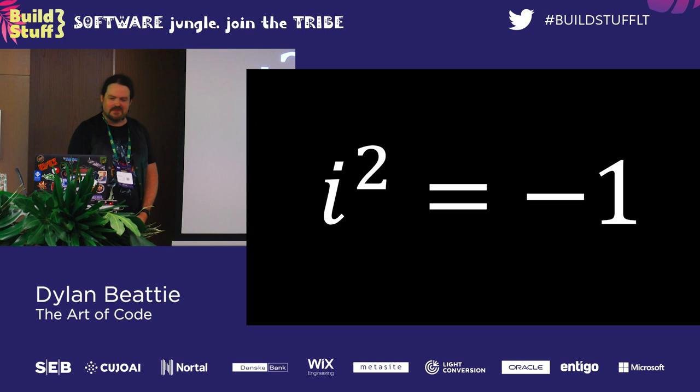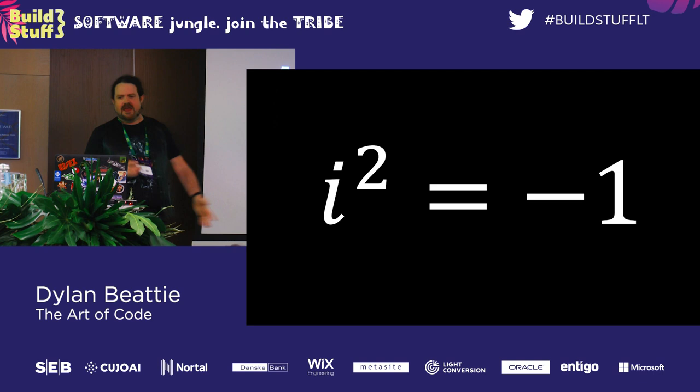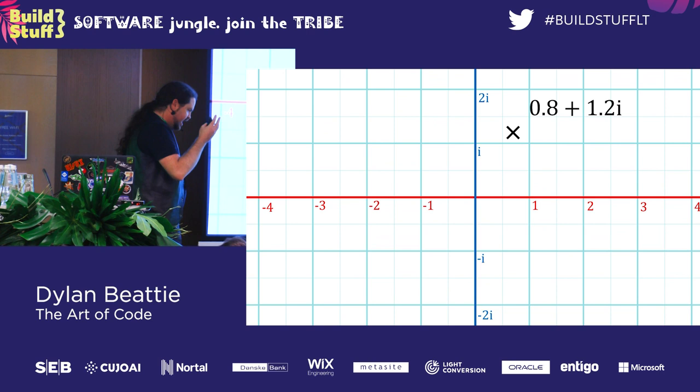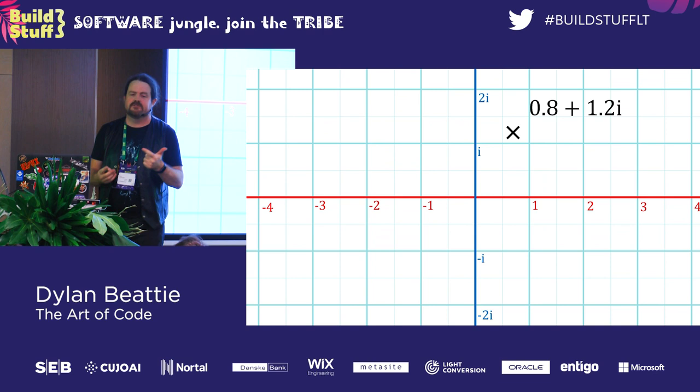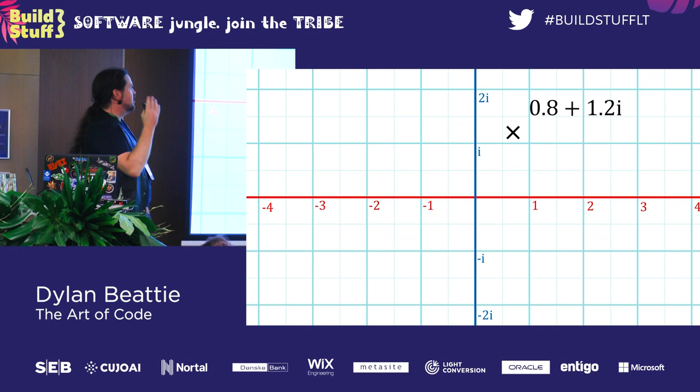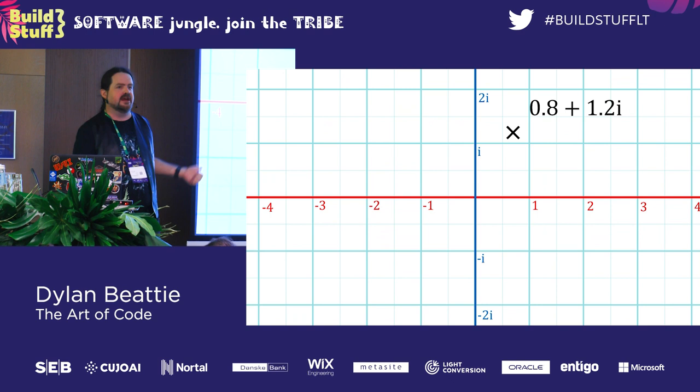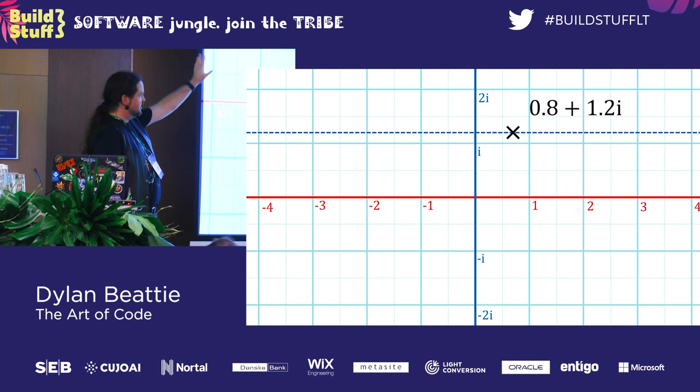Now, when you take these what we call imaginary numbers, and you mix them up a little bit with real numbers, you get what we call complex numbers. Now, a complex number is like a project plan. Some of it is real, some of it is imaginary, and you have no idea what is going to happen next. But we can do arithmetic with these numbers just by following the rules. So we take this number here. This is 0.8 of real stuff, and 1.2 of imaginary stuff. And we can plot this on this graph here. It's a thing called an Argand diagram.